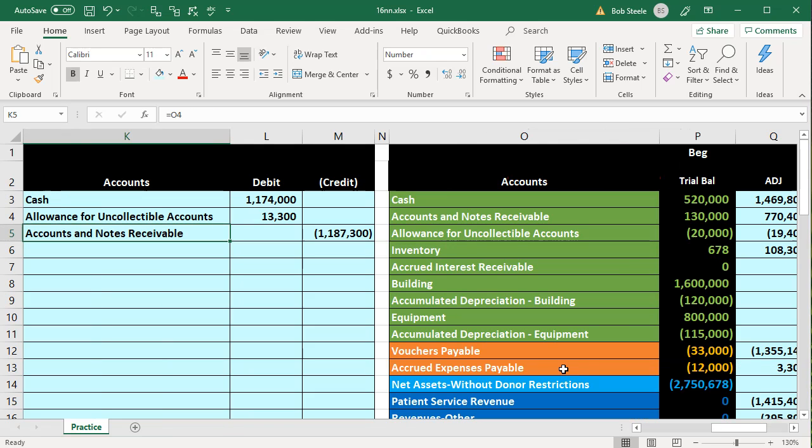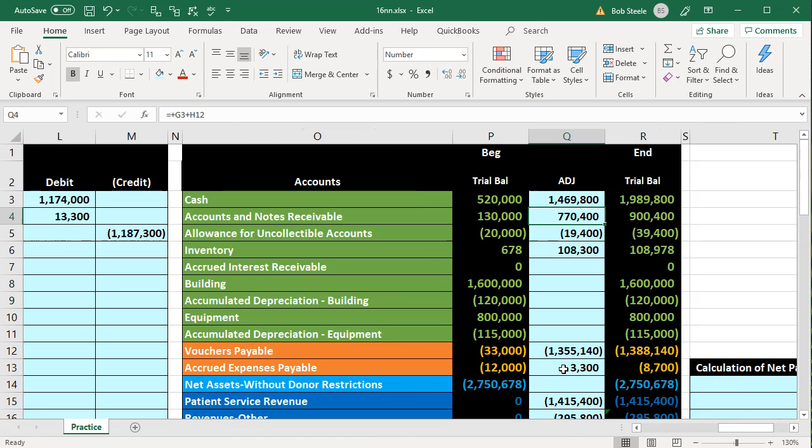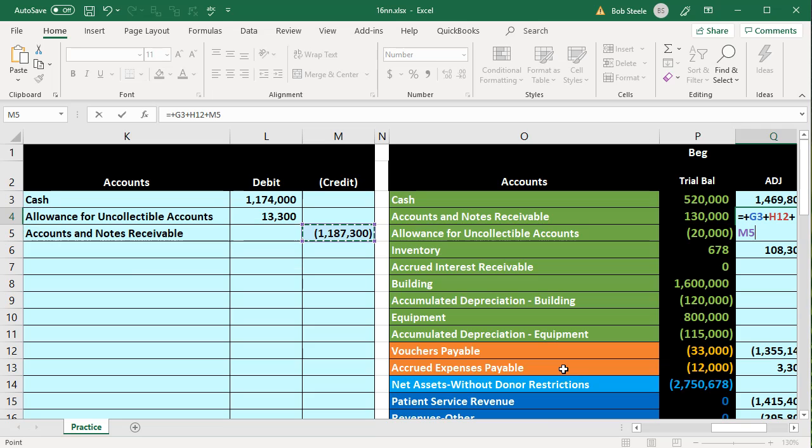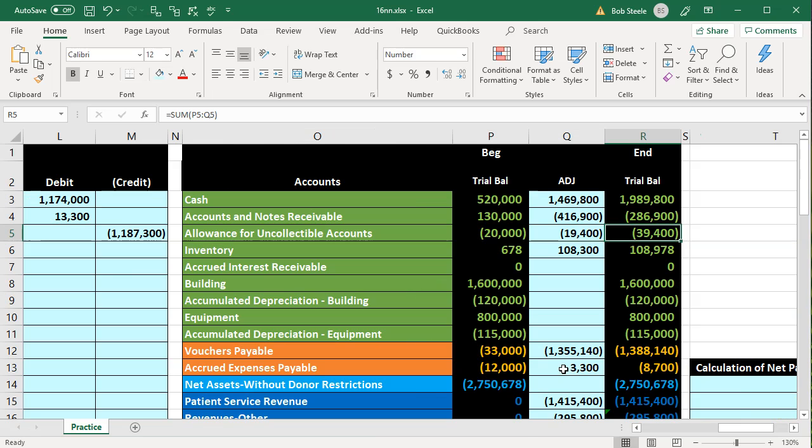And then we've got the accounts receivable and notes receivable. So that's going to be over here in cell Q4. Within Q4, we're going to press F2, scroll over to the accounts receivable and notes receivable and enter. And that'll decrease it. It's going to be a negative. Don't let that throw you off.